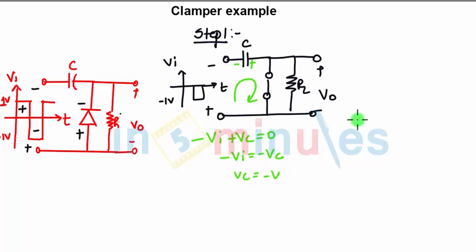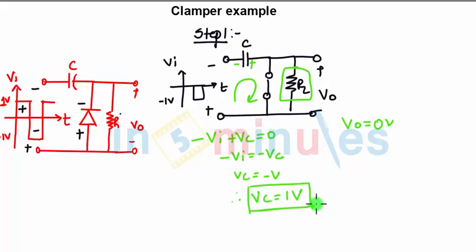Then what will be the output in this case? Output VO will be, since the diode is short circuited, this resistance RL will be redundant, so your output VO will be 0 volt in this case. Therefore the capacitor will charge to 1 volt, that is minus of minus V. So we are getting the charge on the capacitor as 1 volt, and we are getting output voltage as 0 volt when the diode is short circuited, that is the negative half cycle, right?